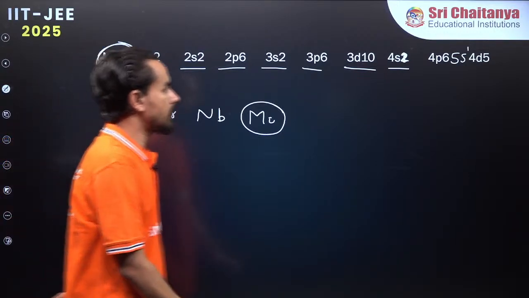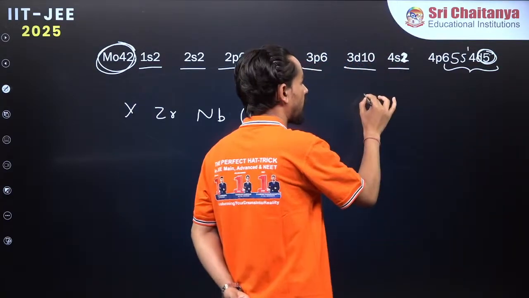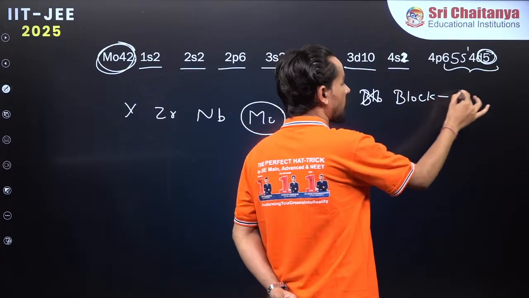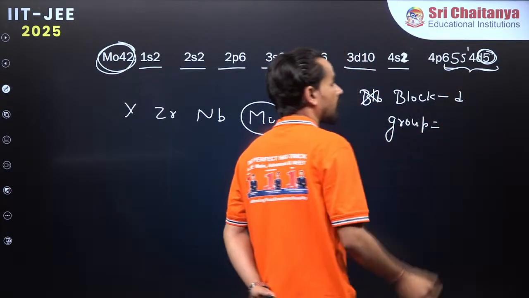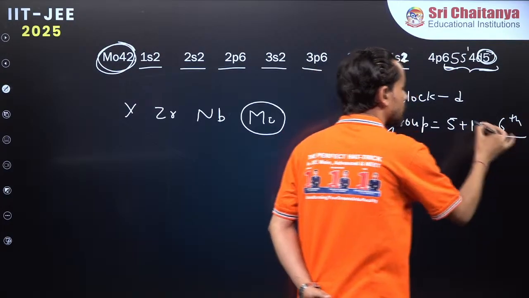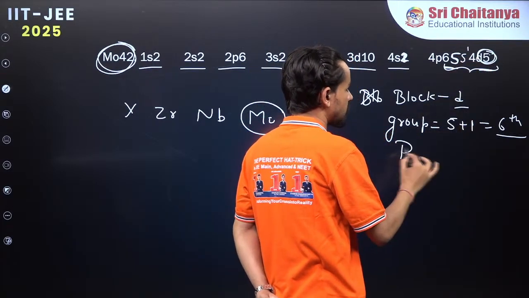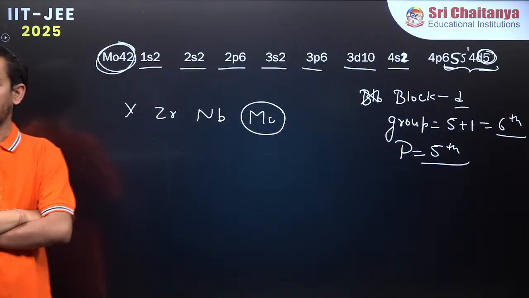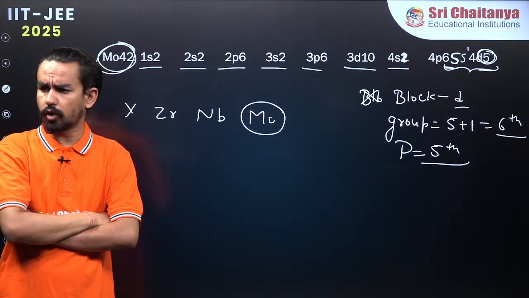So what we can say is that the last electron is going into the d orbital, so the block is d block. The group number for d block elements is s plus (n minus 1) d, that is 1 plus 5, equal to the sixth group, d block. And which period? Whichever is the highest orbital filled, so the period is fifth. That is the answer: sixth group, fifth period. Till here, does anybody have to ask something?